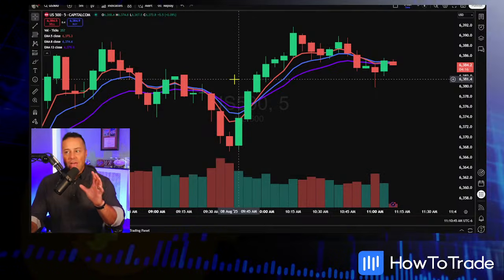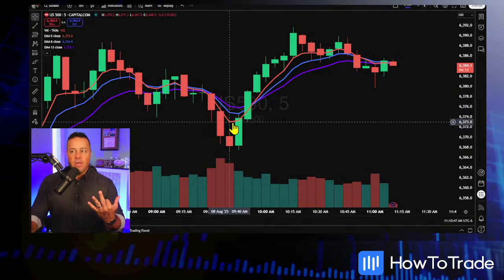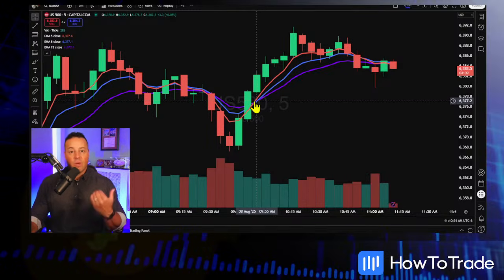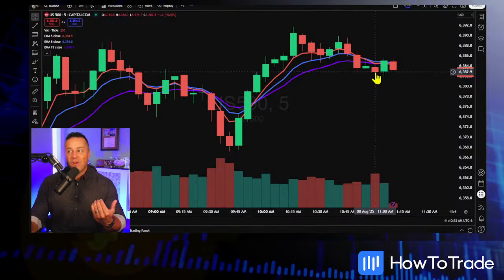Now you can see we have 3 moving averages on our chart, and what we're looking for is crossovers. Okay, so when we get, say, a crossover, we're going to look to buy it. All right, when we get a cross under, we're going to look to sell it.